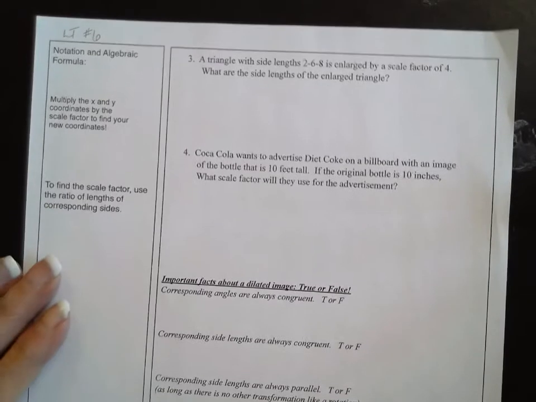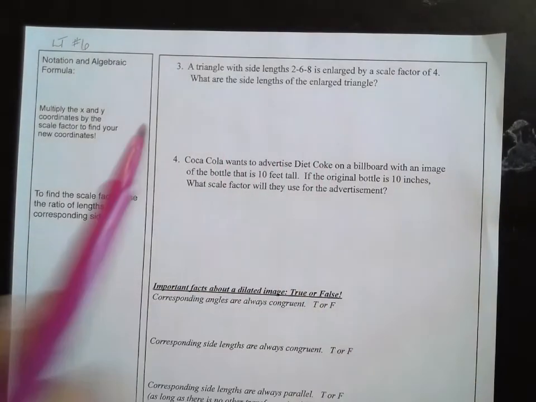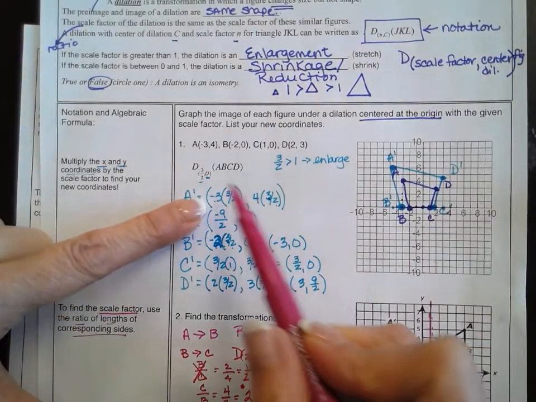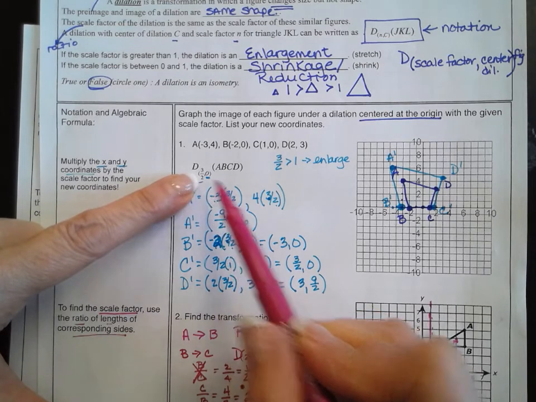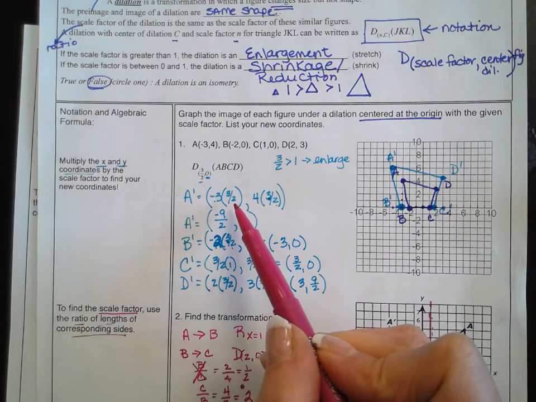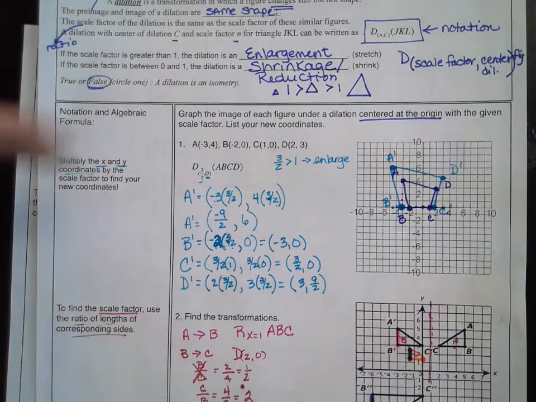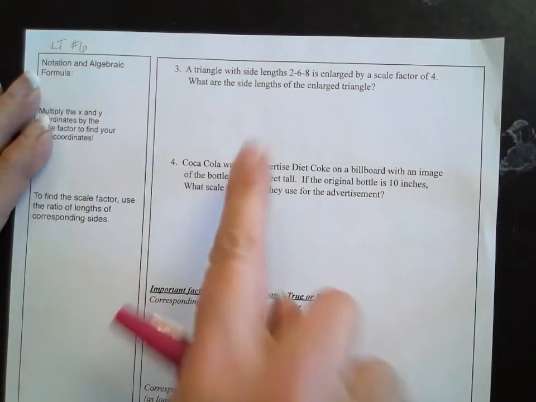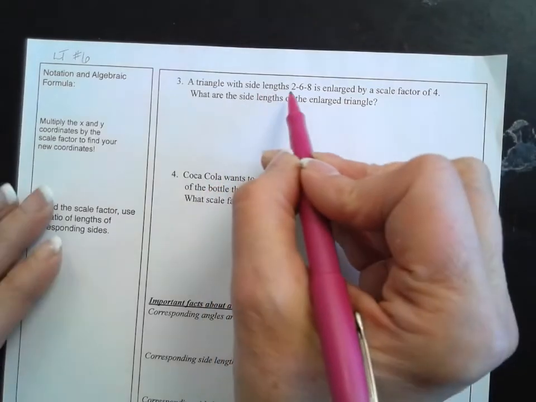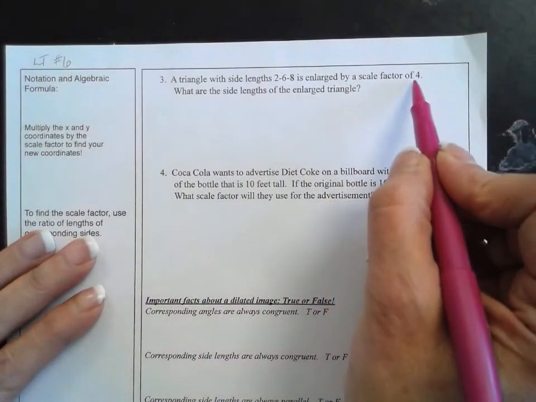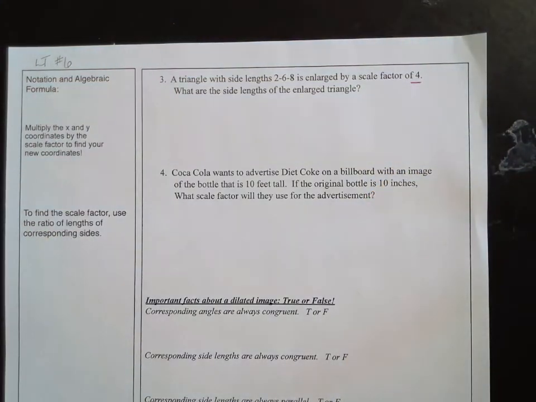Okay. So when we were doing dilation up here, we were multiplying it by 3/2. So we took each coordinate point and we multiplied it by the enlargement, correct? Correct. Okay, so what if we don't have an ordered pair? What if we just have side lengths of 2, 6, and 8? Okay, then it's going to be enlarged by a scale factor of 4. How do I go about doing that? How do I find the new side lengths?